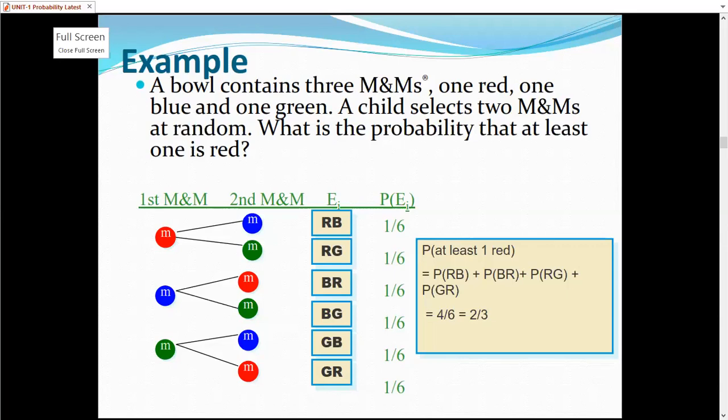And now what is your problem? What is the probability that at least one is red? So identify all the samples involving red color. That is the first one, second one, third one, and sixth one, only these involve red color. So your answer is 1 by 6 plus 1 by 6 plus 1 by 6 plus 1 by 6, that is 4 by 6. So in this way, you need to find the probability.